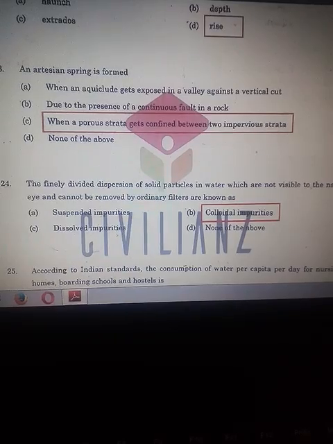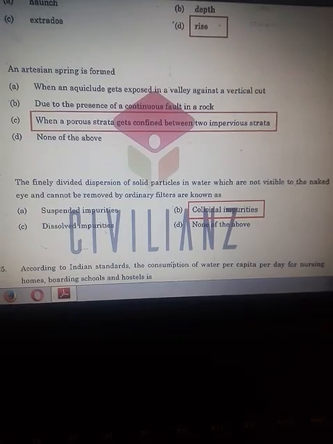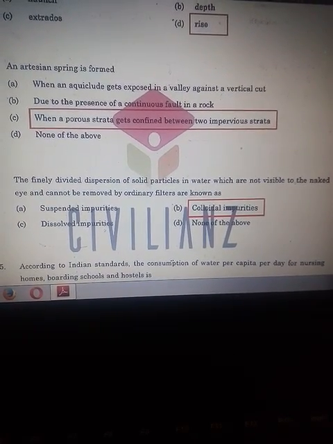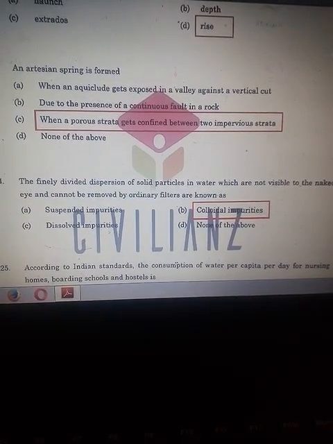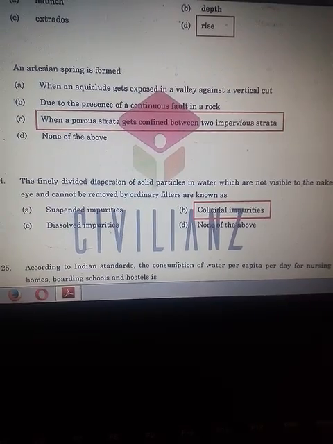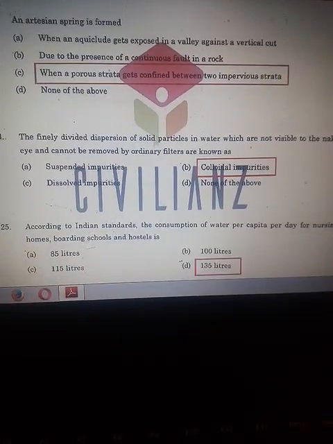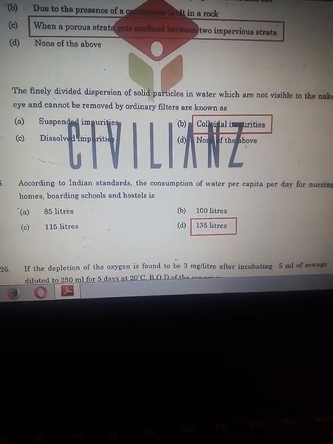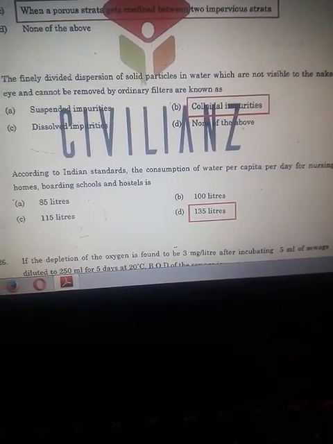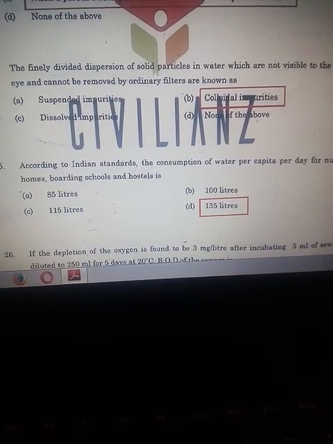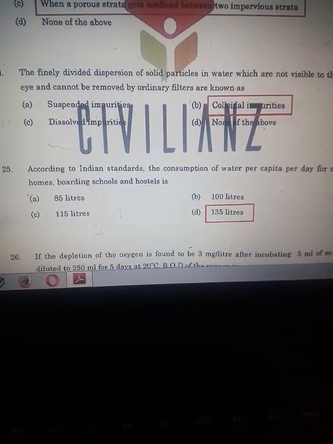Now the finely divided dispersion of solid particles in water which are not visible to the naked eye and cannot be removed by ordinary filters are known as suspended impurities, dissolved impurities, and colloidal impurities, and D is none of the above. The right answer of this question will be colloidal impurities. Now according to Indian standard, the consumption of water per capita per day for nursing homes, boarding school and hostel is 135 liters per day. Okay.